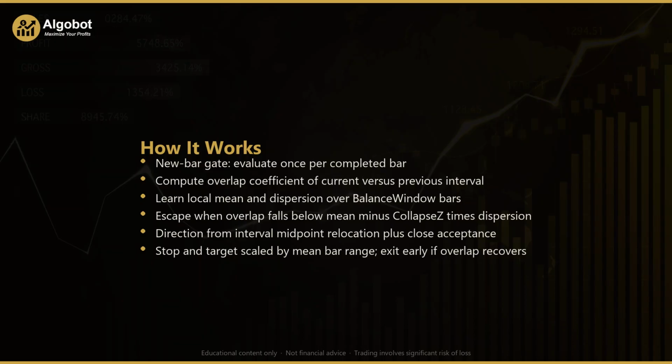Finally, there's a concept-driven exit. If overlap climbs back above the local average while a position is open, the market has re-equilibrated. The escape idea is invalidated, and the strategy closes early. Otherwise, the stop and target manage the trade.